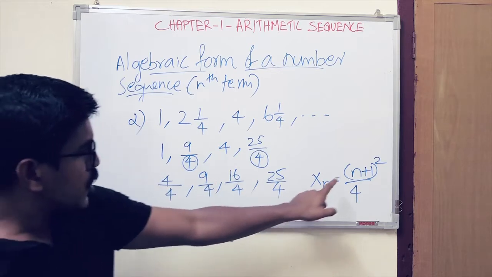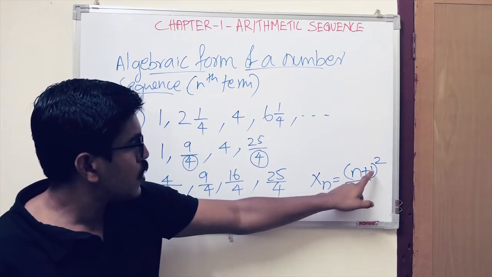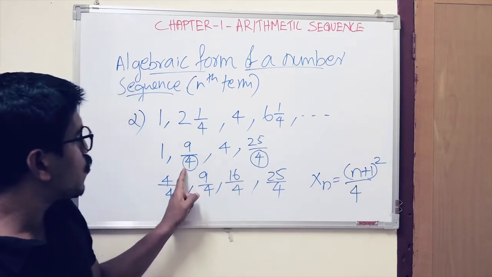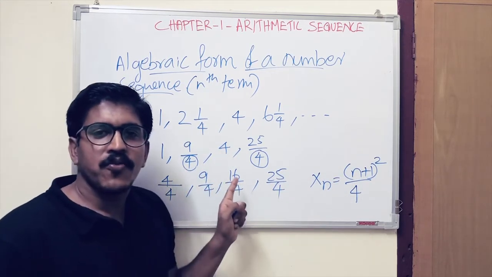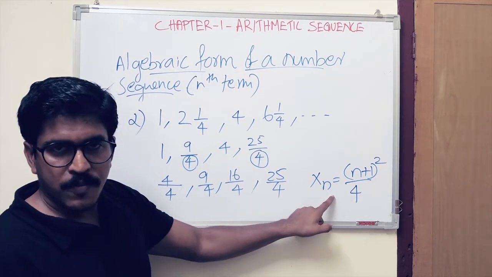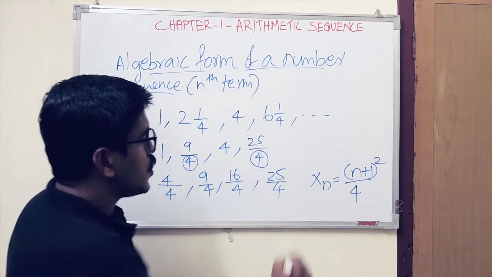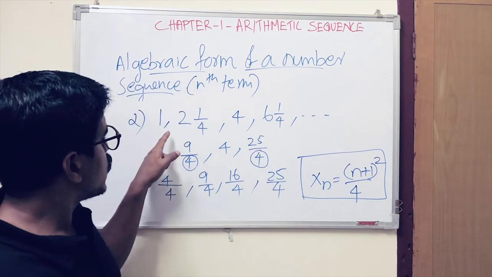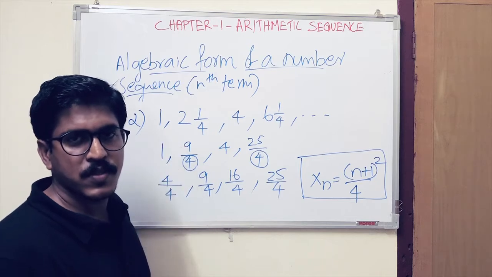Then if you are putting n equal to 2, 2 plus 1, that is 3, 3 square, that is 9, 9 by 4 will come. In this way, we can construct all the terms from this form. So this is the algebraic form or the nth term of this number sequence.